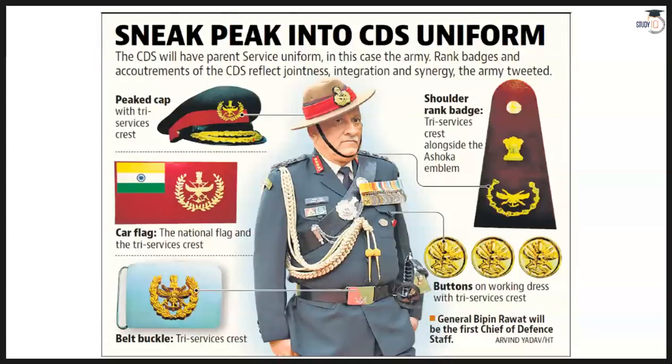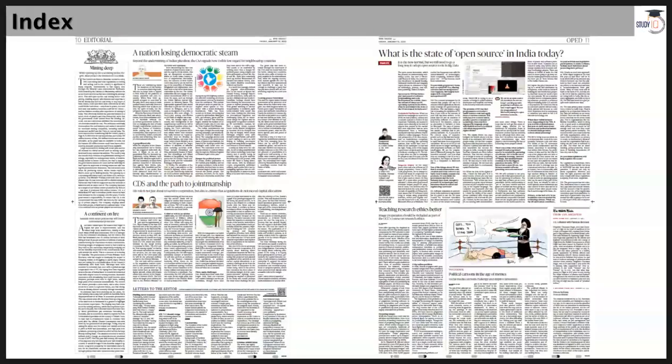Now, I have got one interesting infographic for you guys. Of course, you can download the PDF of today's lecture and then you can go through it. It's about the CDS, so many things about the CDS, buttons and his shoulder rank badge and other things. So go through it. It's interesting. So we are done with these three items. Now we'll quickly go through this one.